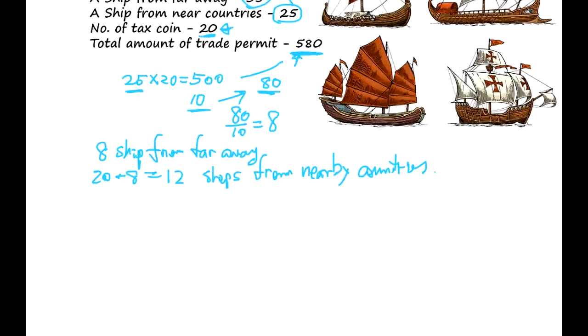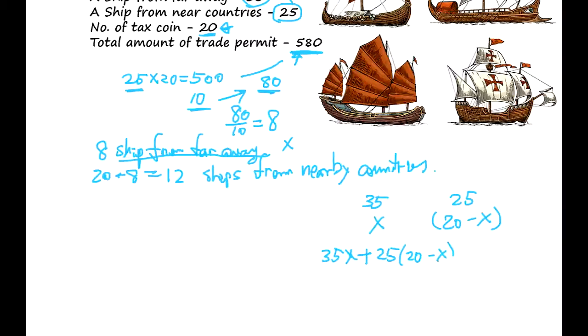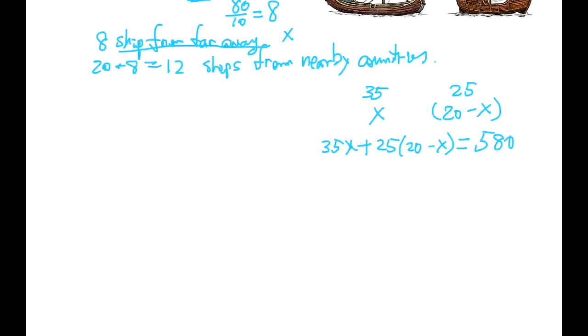Now let's use an unknown value x. The ships from far away, we say it's x. So x ships got 35 trading permits. Now 20 minus x ships got 25 trading permits. So the total permits is 35x plus 25 times (20 minus x) equals 580, correct? Okay, so we just solve this problem.